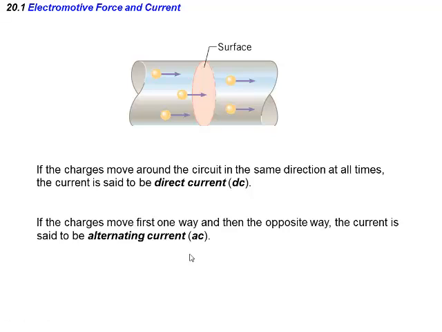If the charges move in one direction, we have a direct current. If they go back and forth because of the action of the generator, we call that alternating current. You could think of it like water in a washing machine with an agitator sloshing back and forth. That would give you alternating current, while direct current would be like water running through a garden hose, one directional, or direct current.